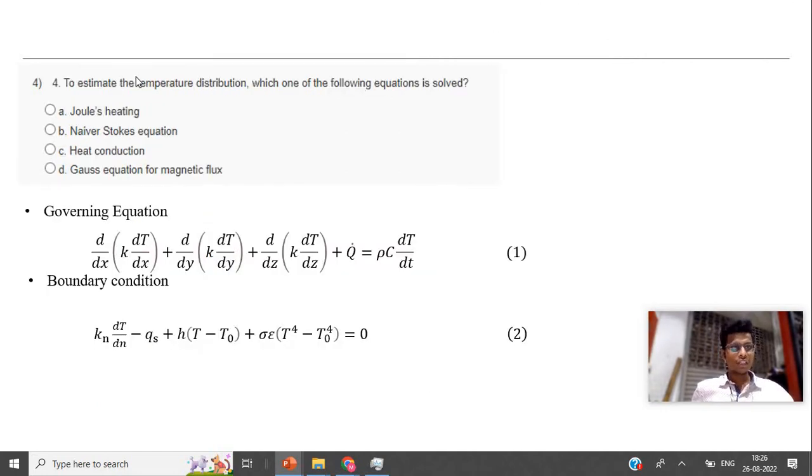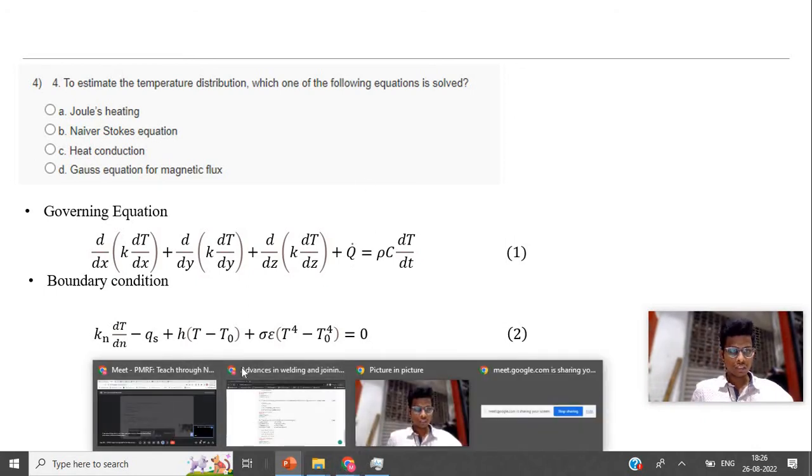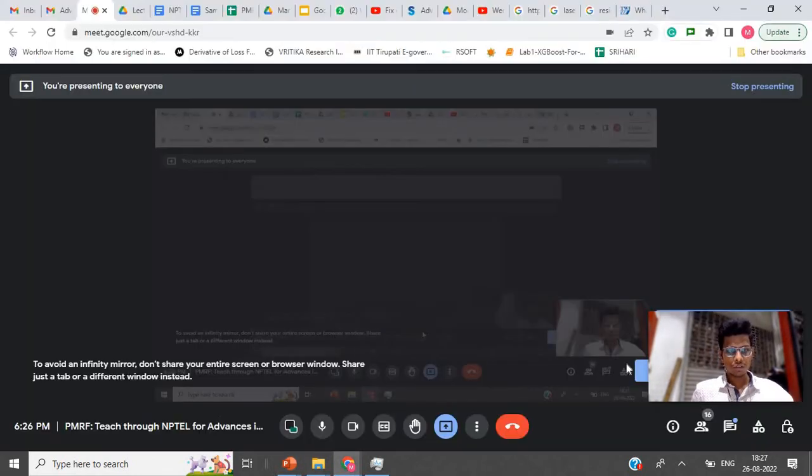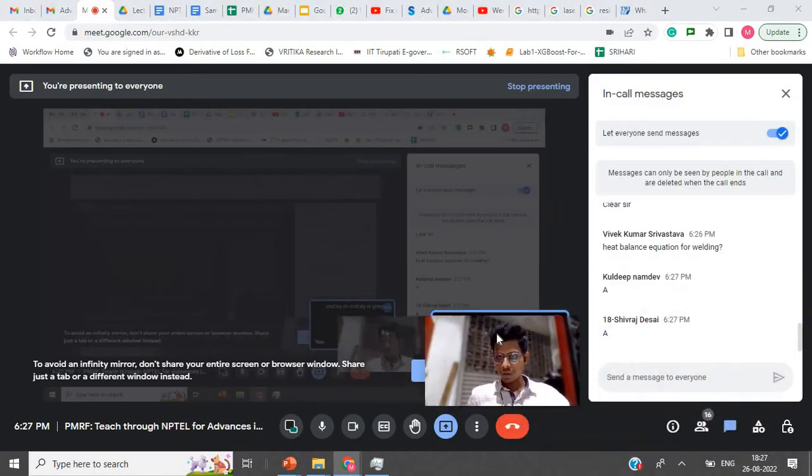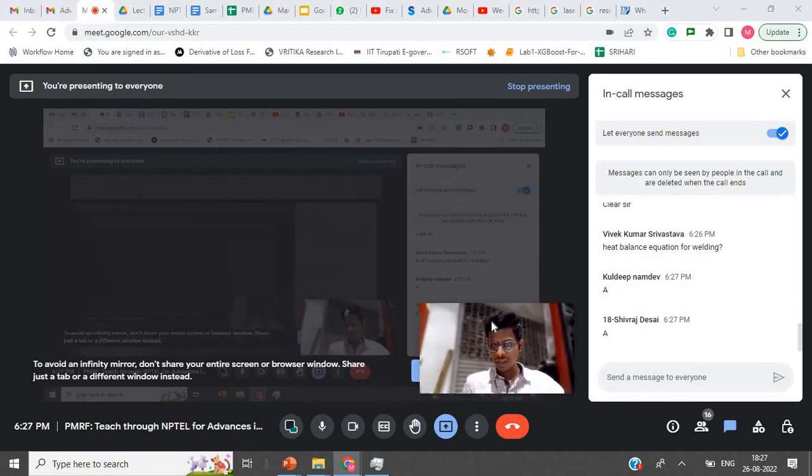In this question, this is the fourth question of the prerequisite. To estimate the temperature distribution, which one of the following equations is solved? Since you guys have solved it, I'll wait for you to answer this question, and then I'll explain the equation involved and the boundary conditions and all. You can chat it in the chat box. One person has texted A. Okay, one more guy is texting A.